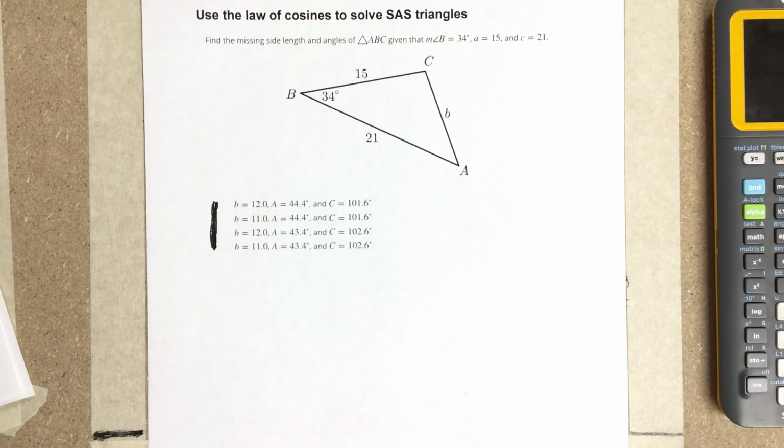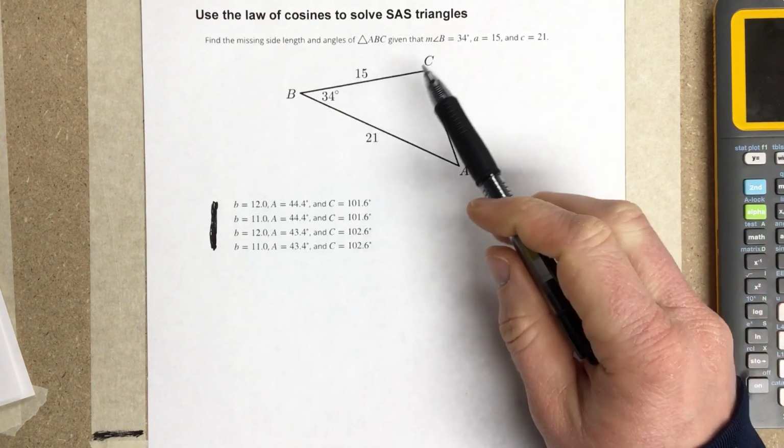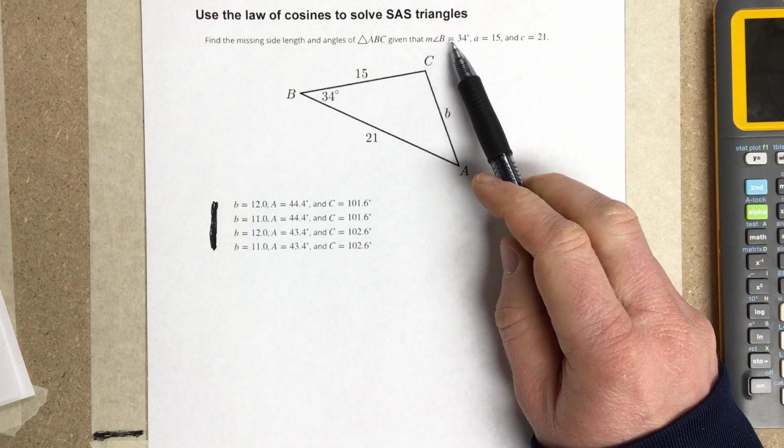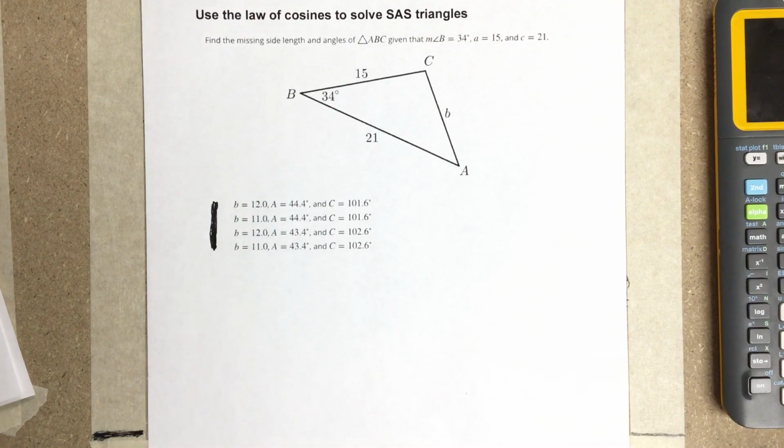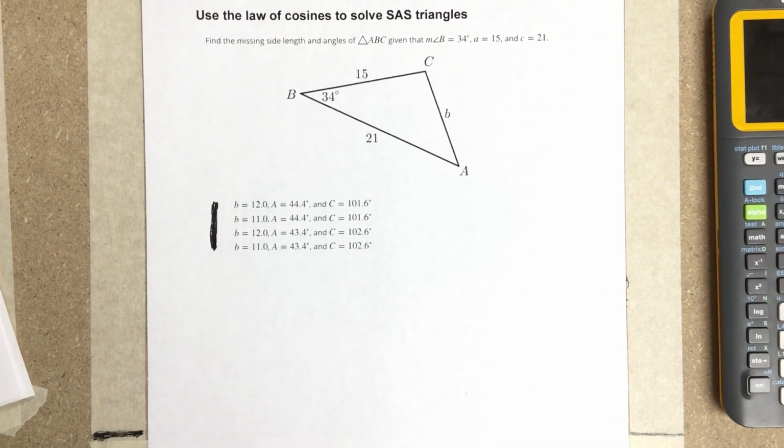In this video, we're going to use the law of cosines to solve a side angle side triangle. It says find the missing side length and the angles of A, B, C, given that angle B is 34, A is 15, and C is 21. Well, let's write what the law of cosines is.